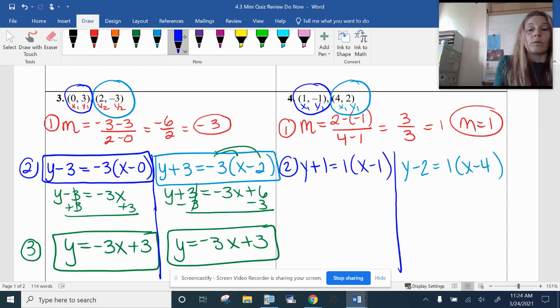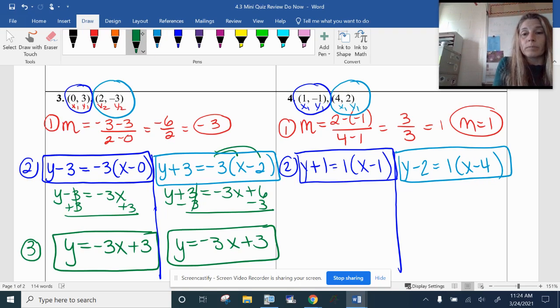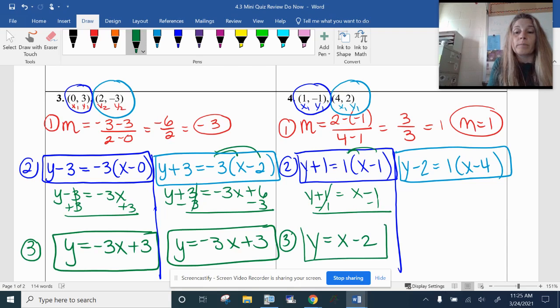Now, either of those should be able to get us to the same answer for slope-intercept. So let's see what happens. So in the first example, I'm going to distribute the 1, which of course isn't going to change much. I'm just going to be left with that x minus 1. And then I'm going to subtract 1. And I end up with y equals 1x minus 2.